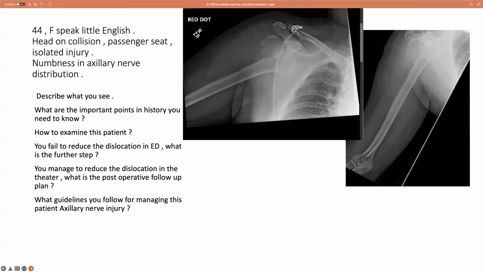You did a trial of reduction in ED, but you didn't manage to do that. What's the next step? You took the patient to theater. You managed to reduce it. What is the post-operative follow-up plan? What are the guidelines you follow for managing this patient's axillary nerve injury?